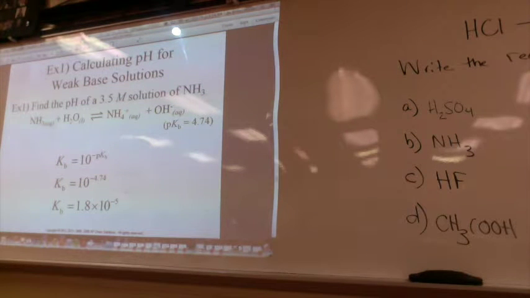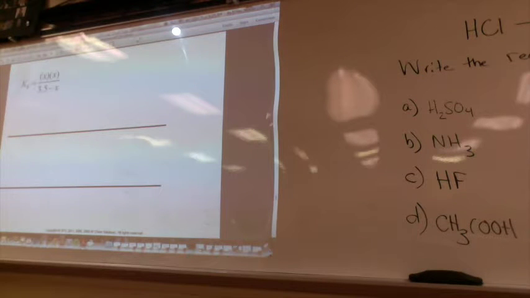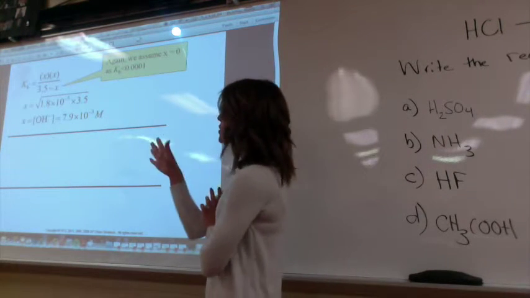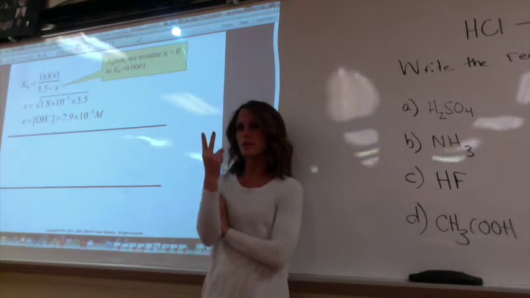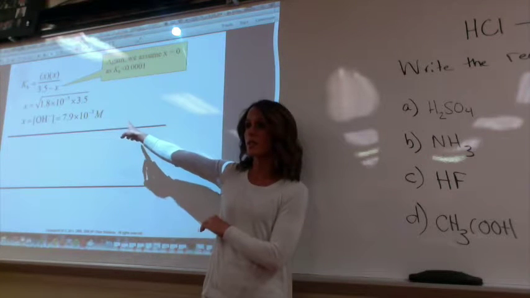We don't know what our final products are, but we do know it's a weak base, so then the denominator is going to be the 3.5, right? And then we have our X squared values. I mean, you don't have to write an ICE chart every single time, but they might help you. So the question originally wants to know what the pH is, right? But we're going to have OH concentration. So two approaches. What, you can find POH by doing negative log of this, and then what?